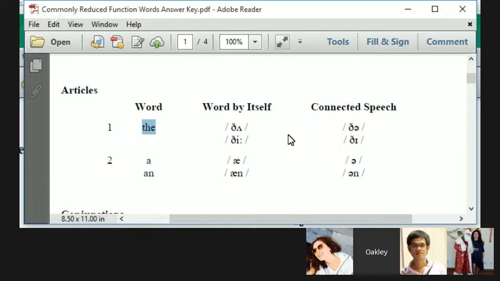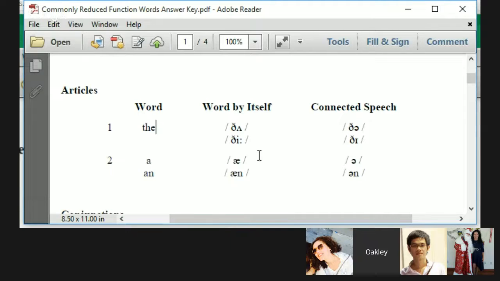So we do all these reductions so that we can join words closely together. "A book" sounds like one word. "An elephant." All right? There are no pauses between the words. That's the whole idea. All right. I did articles myself to illustrate the general idea.